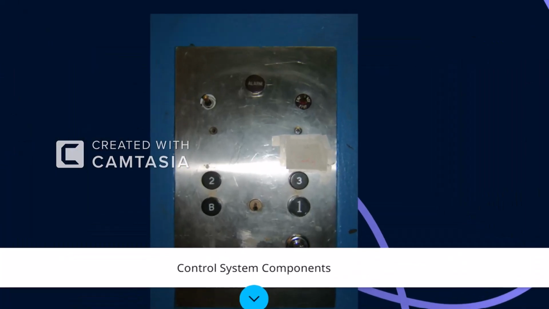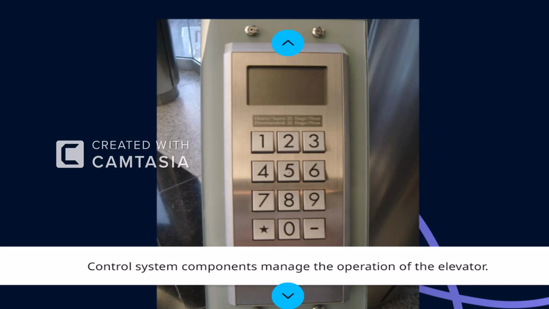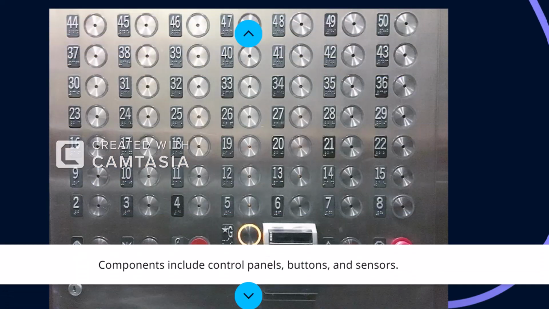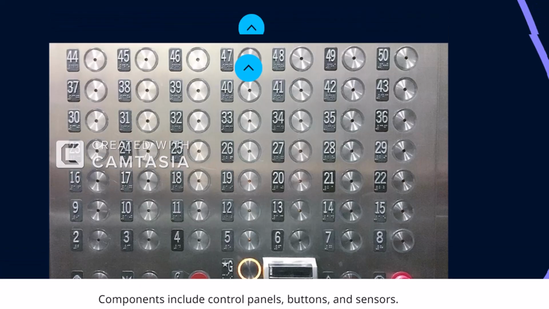Control system components. Elevator operation is managed by the control system components, which ensure the elevator responds to passenger inputs and operates smoothly. These components include panels. Control panels inside and outside the elevator allow passengers to select floors and provide operational commands to the system. Buttons. These are the interface through which passengers communicate their desired floor or stop.